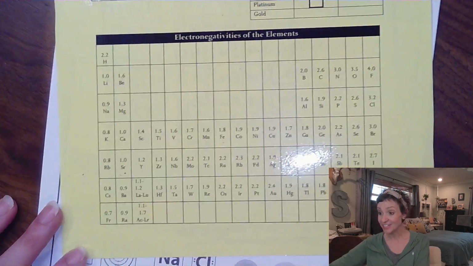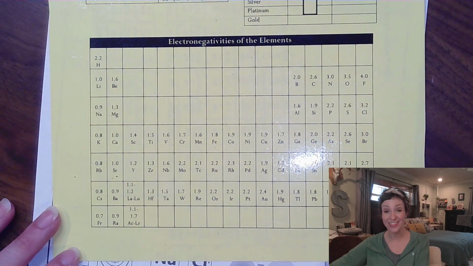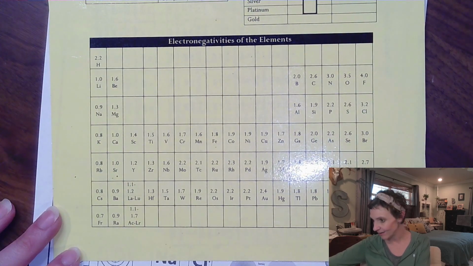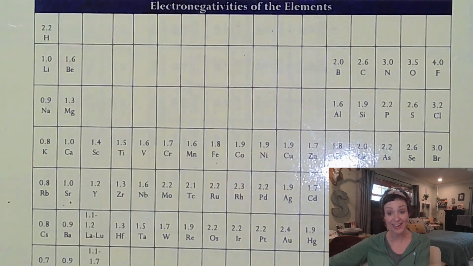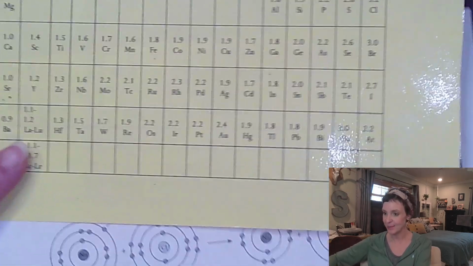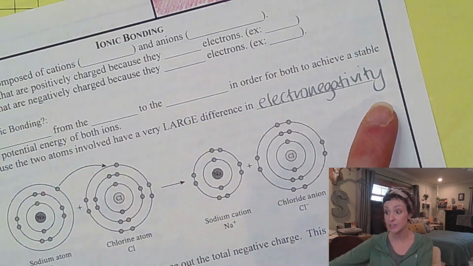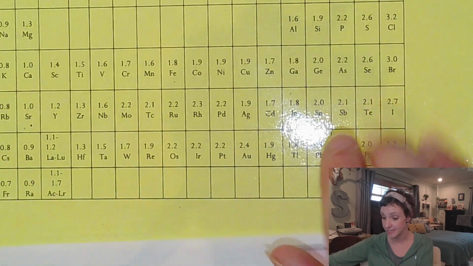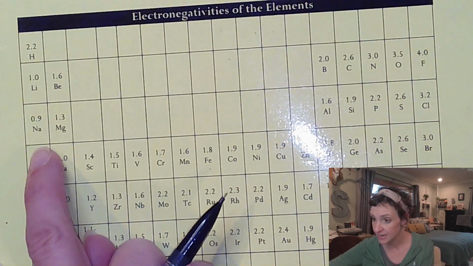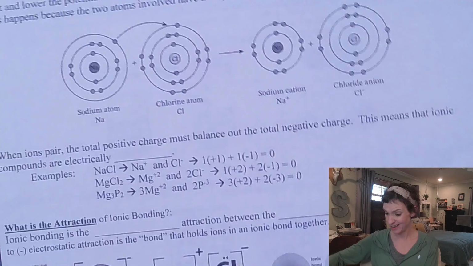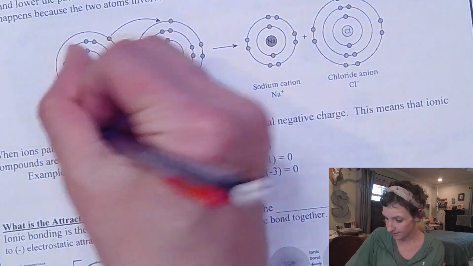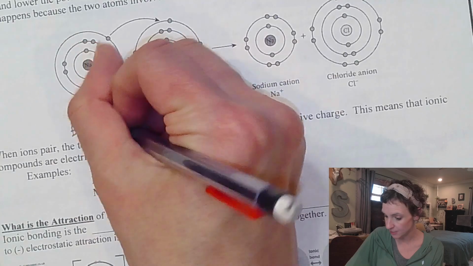It says electronegativities of the elements. Y'all are like, oh wow, no way. Yes way, you guys. So if I'm looking at this example that we were paying attention to, sodium transferring to chlorine, and I'm telling you that they do that because of a large difference in electronegativity, let's see. Sodium's electronegativity is 0.9. Electronegativity, or EN, equals 0.9.